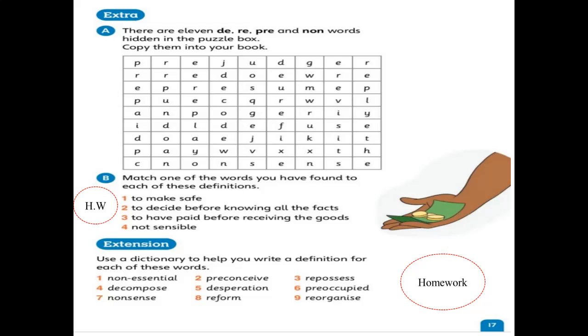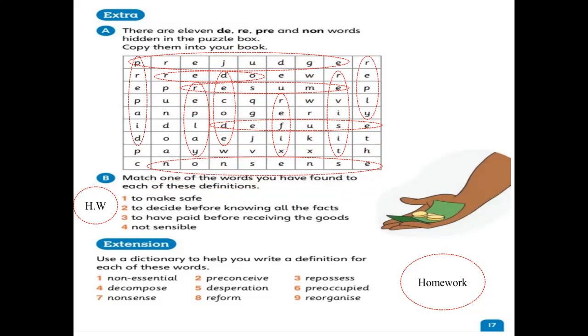The first one, prepaid, prejudge, redo, replay, resume, decode, diffuse, refix, revisit, reply, and nonsense. These are the 11 words.